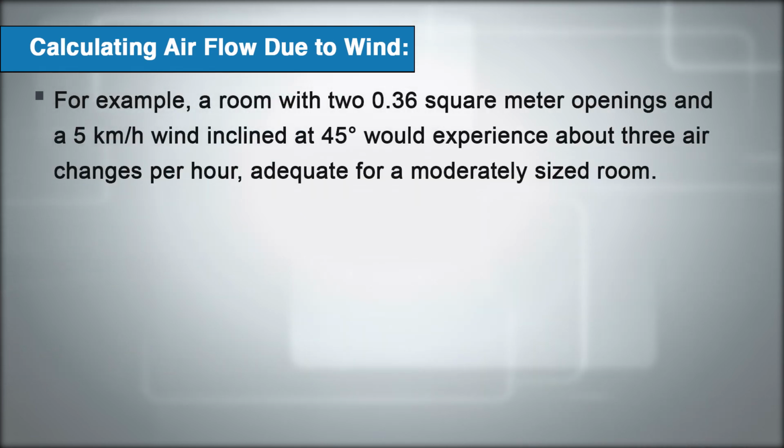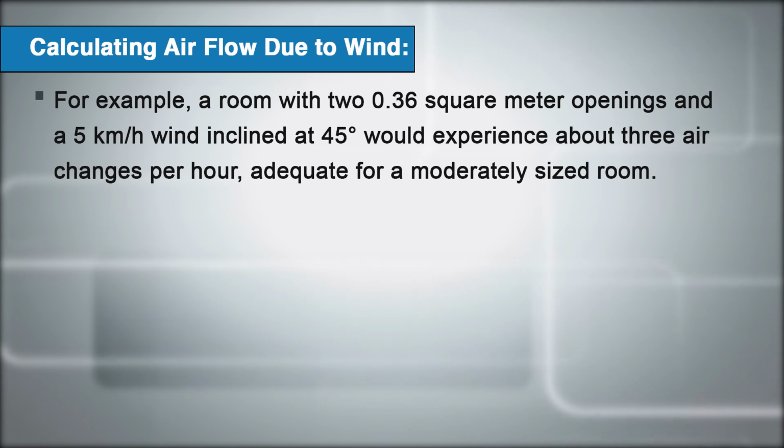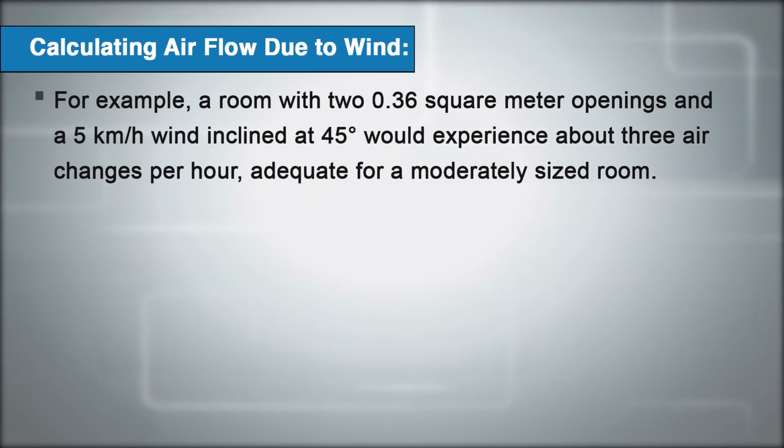For example, a room with 2.36 square meter openings and a 5 km/h wind inclined at 45 degrees would experience about 3 air changes per hour, adequate for a moderately sized room.